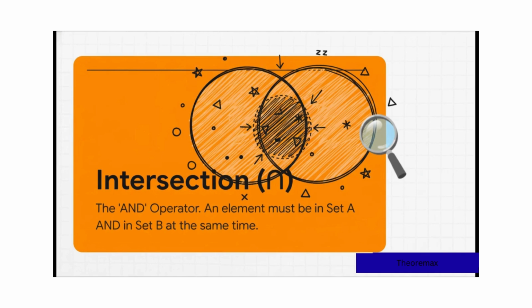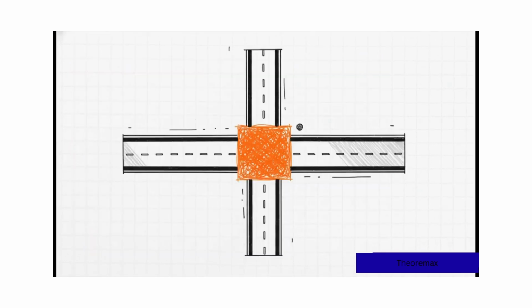Now pay close attention here because this is the big shift. Our keyword has just changed from or to and. And that and imposes a much stricter rule. An element has to be in set A and in set B at the very same time to make the cut. Honestly, the street intersection analogy is just perfect for this. I mean, think about it. You've got two roads crossing, that little square of pavement where they cross, that's the intersection. It's the only part that belongs to both street A and street B. It's the overlap, the common ground, and absolutely nothing else.